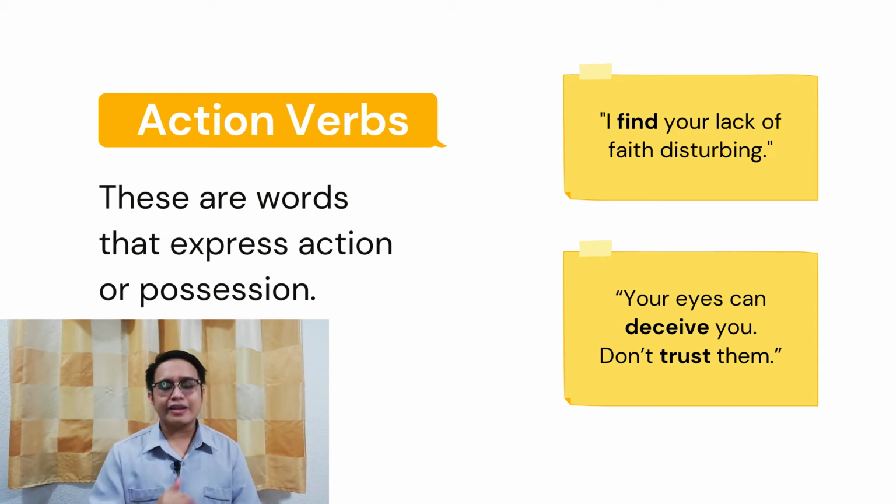Or for example, in our second example: your eyes can deceive you. Do not trust them. So kanang deceive, kanang trust are all actions. So those are what we call action verbs. Now there are also verbs that do not have an action, and mauna ni ang state of being, or what we call the linking verbs.